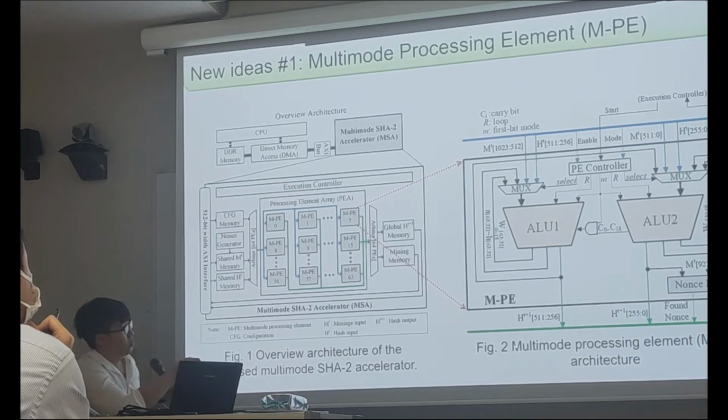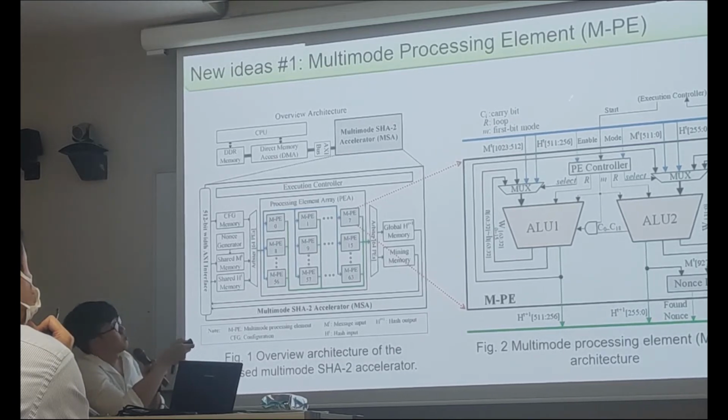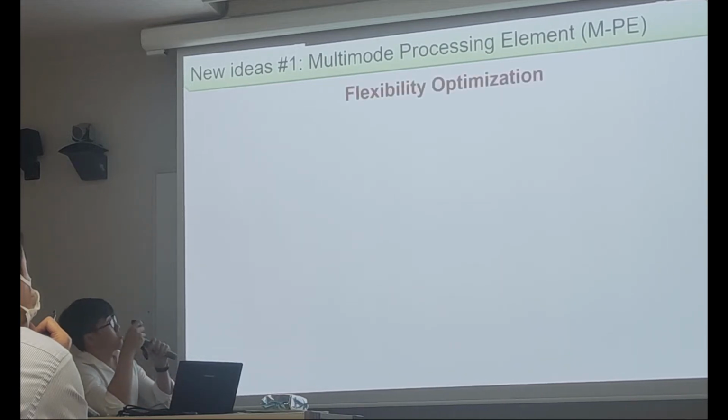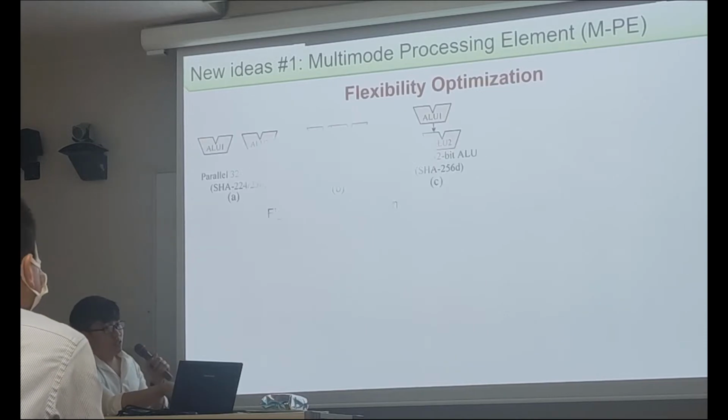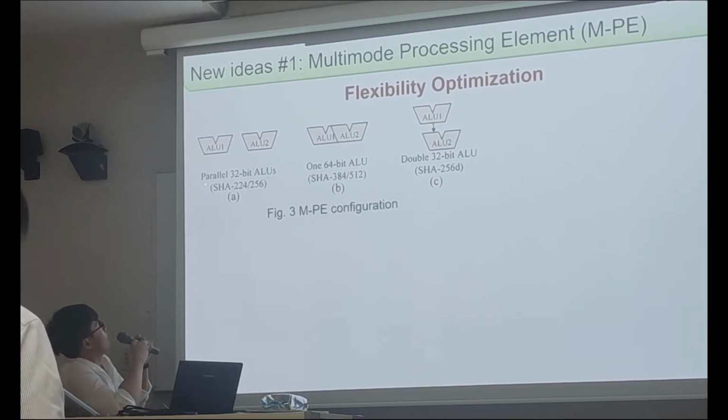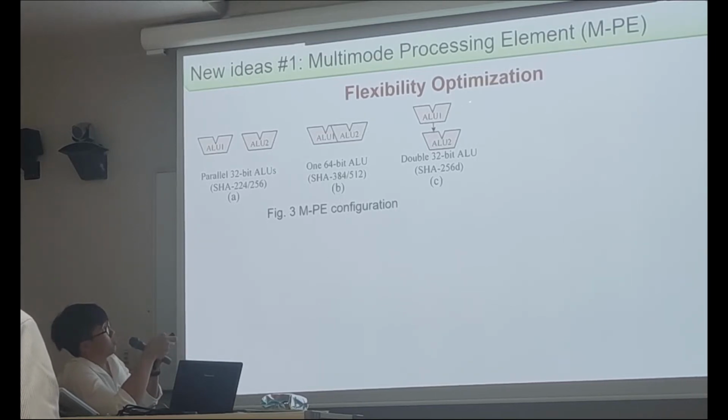As you can see in Figure 2, I want to highlight that the processing element uses two ALUs. Why do I use 2 ALUs instead of 1? I use 2 ALUs to improve the flexibility. The multimode processing element can be configured as parallel 32-bit ALUs to compute SHA-256, or they can link together to become one 64-bit ALU to compute SHA-512, or they can link together to become the SHA-256 for blockchain mining.